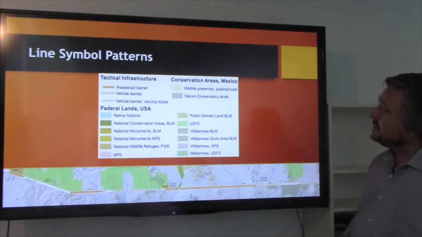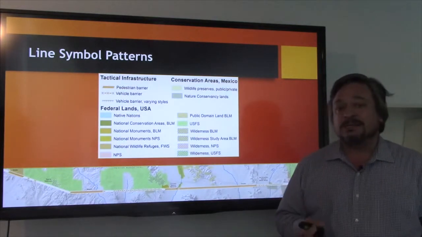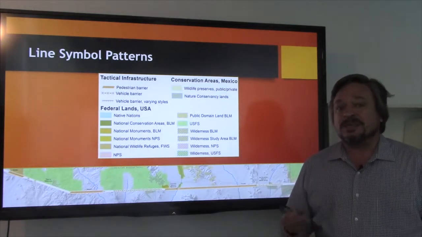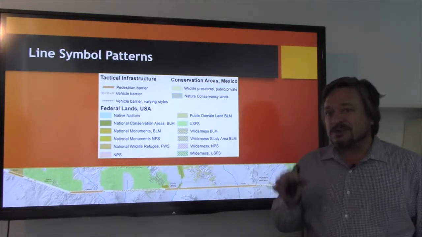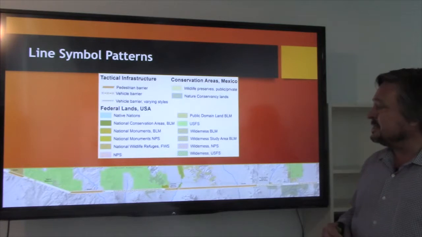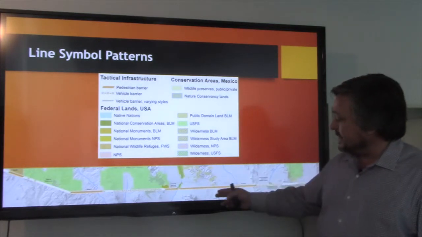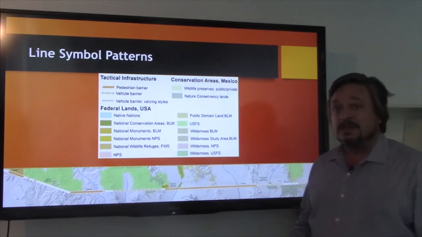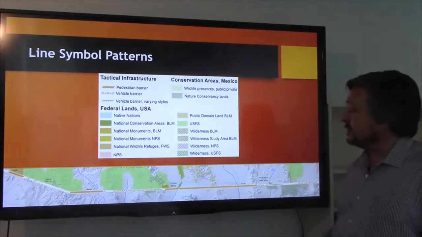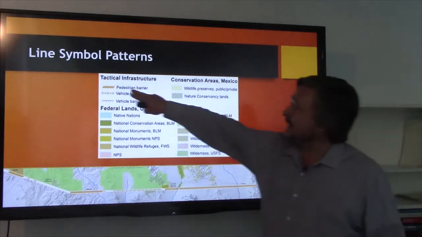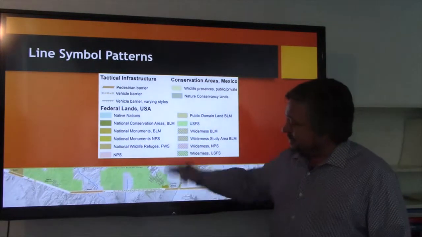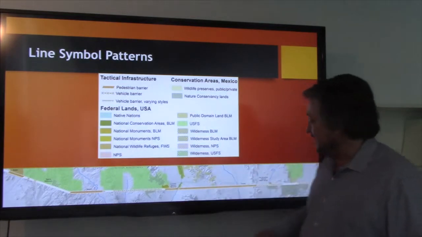So in this case, we can look at how lines can be varied by form to show different types or differences on that line. In this case, we're looking at the Arizona-Mexico border, and this was one of my students in the Masters of Science in GIST program, and they looked at different tactical infrastructure that's used along the border to keep people out of the United States.